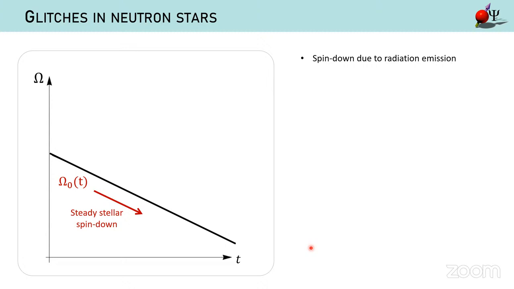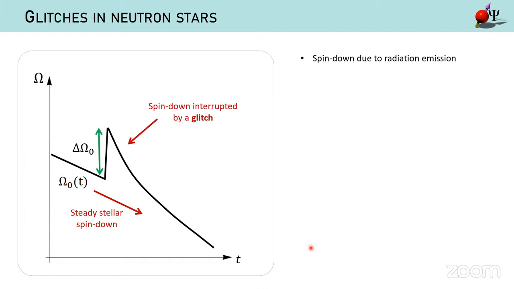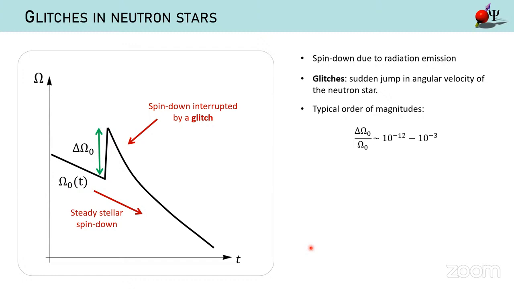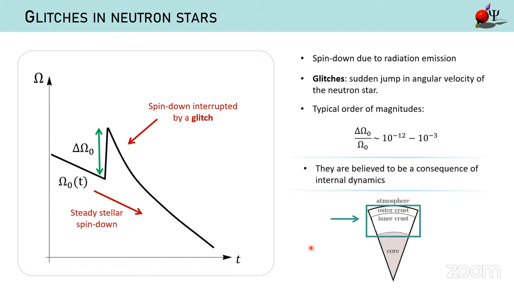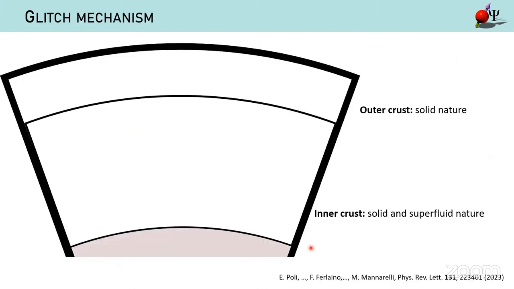But what is experimentally detected is that every once in a while, the spin-down process of the star is interrupted by a so-called glitch, which is a sudden spin-up of the star, and it's super small, but it is believed to be a consequence of the internal dynamics of the star, and in particular of this inner crust dynamics. So let me just briefly explain what's the glitch mechanism behind this.